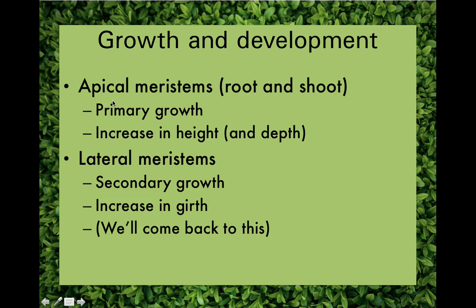So apical meristems are found at the apices of the plant, so at the end of the root and at the end of the shoot. These are responsible for primary growth or elongation. You can increase a plant's height only using an apical meristem. But of course, plants are growing in both height and in depth because the roots, almost half of a plant's biomass, in many cases more than half of a plant's biomass, is found underground.